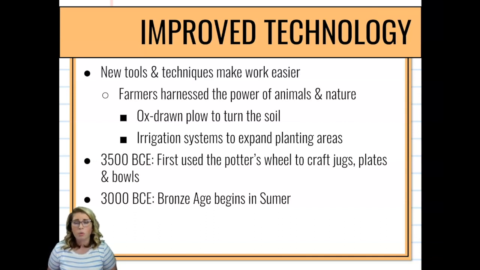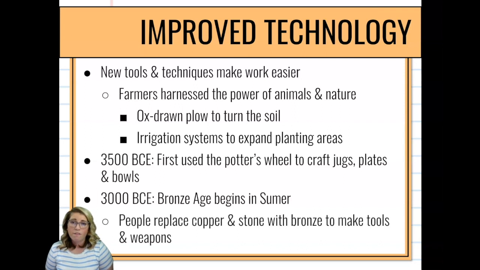In other parts of the world, it might have taken a couple more years here or there for them to experience it. But basically they figured out in Sumer that if they melted down some copper and tin together, they created bronze. And bronze was much stronger. So instead of using copper and stone for tools and weapons, now they're using bronze. So they're advancing their technology. It can help them fight off intruders. It can help them with daily tools that they need to complete their specialized tasks.